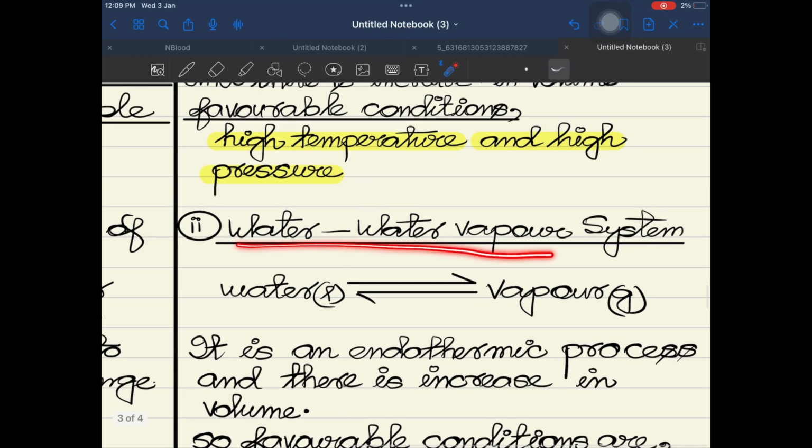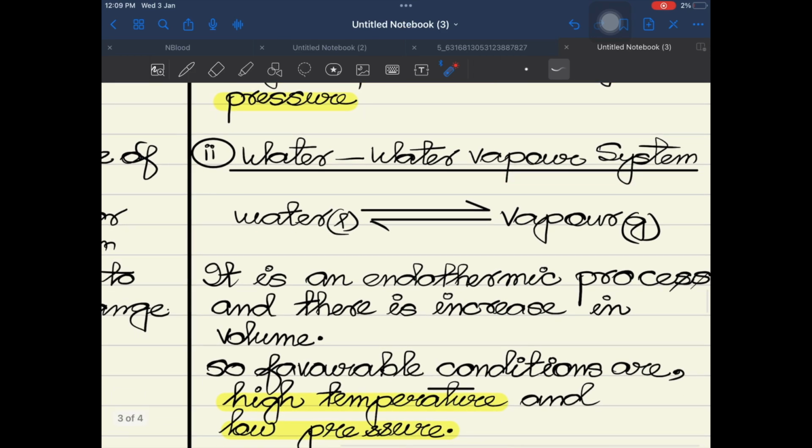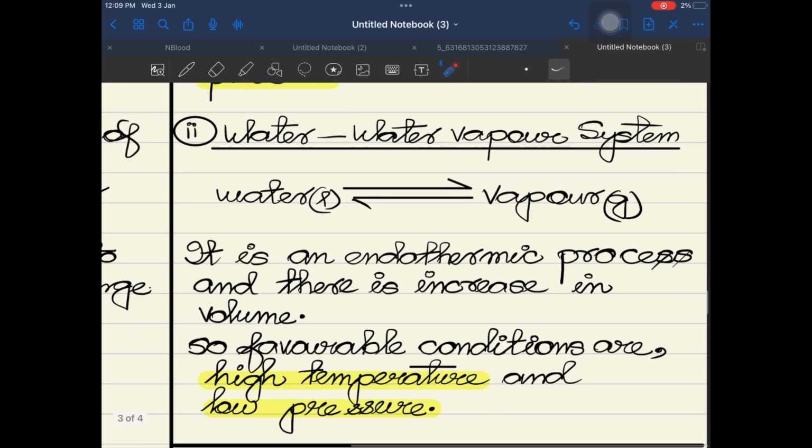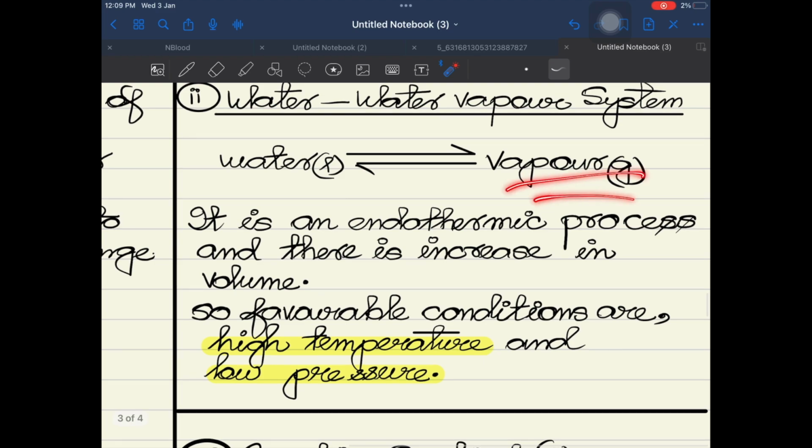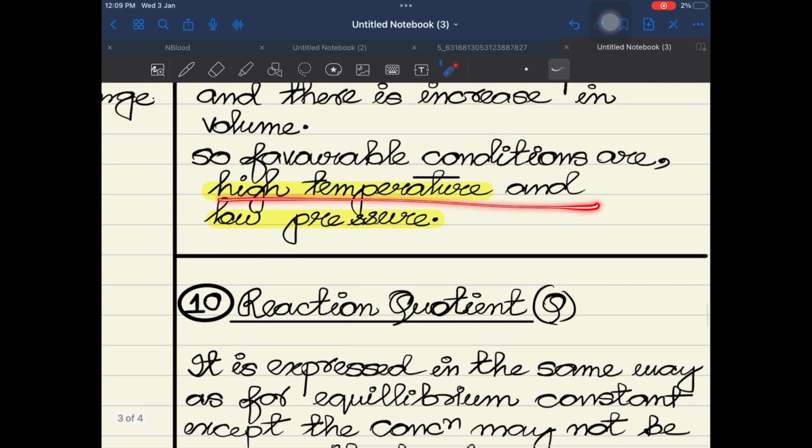Now the water and water vapor system. When water is subjected to heat, again it is an endothermic process, and there is an increase in volume, that is gas. So the favorable conditions are high temperature and low pressure.